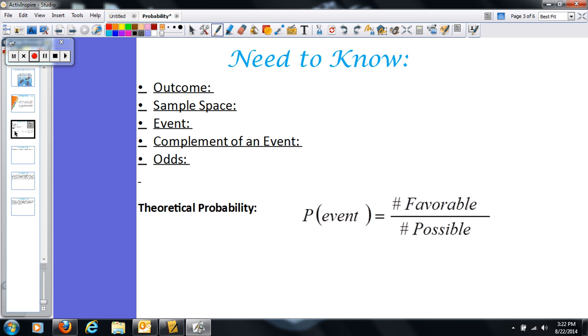A few words you need to know: outcome, sample space, event, complement of an event, odds, and then theoretical probability. The formula for it is the probability of an event equals the number of favorable outcomes divided by the number of possible outcomes. We're going to be using this as we're doing the 3 examples today.